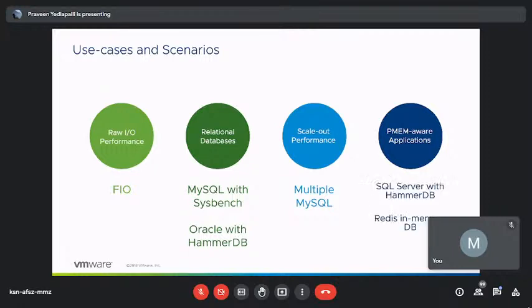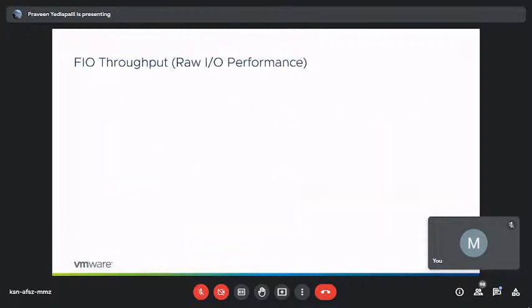And finally, I'm going to show the PMEM-aware applications, which is like application that is modified to understand this new PMEM technology and take advantage of this new PMEM technology. I'm going to talk about SQL Server, which is Microsoft database application, and I'm going to talk about Redis, which is in-memory database. First, let's talk about raw I/O performance with FIO.